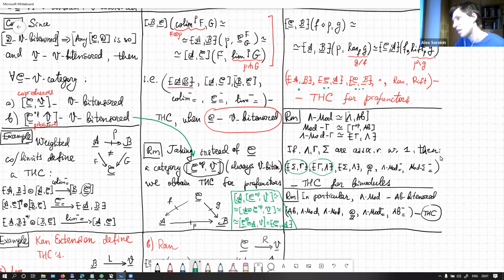Then another bimodule category. So when you have these 3 bimodule categories and 3 bifunctors, tensoring over gamma, lambda Hom, and sigma Hom, then we obtain Tensor-Hom-Cotensor situation for bimodules. It just immediately follows from the Tensor-Hom-Cotensor situation for profunctors. So it's just a consequence. But you can prove it in ring and module theory by hand.